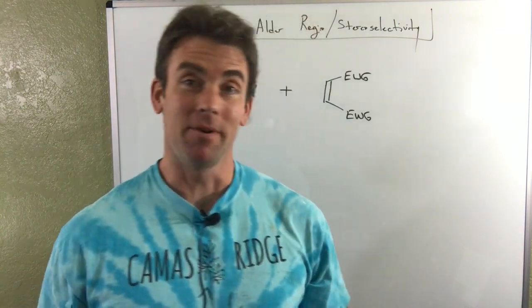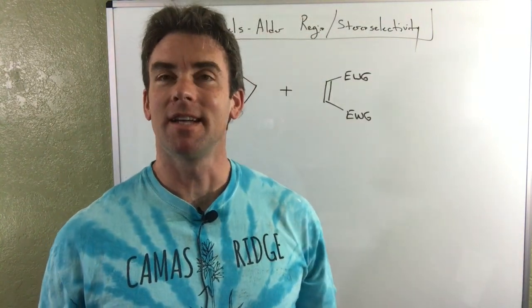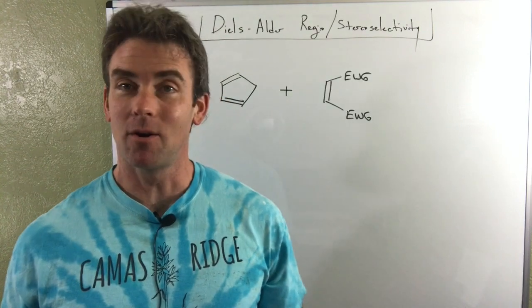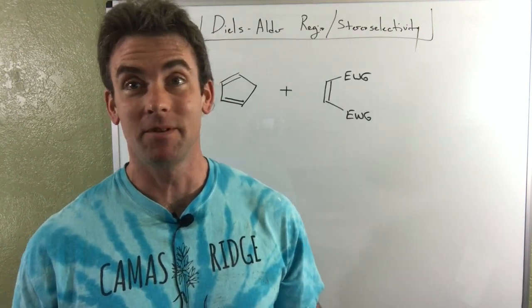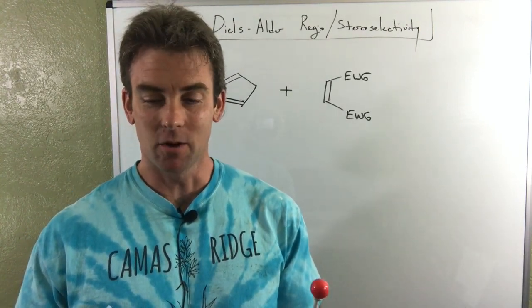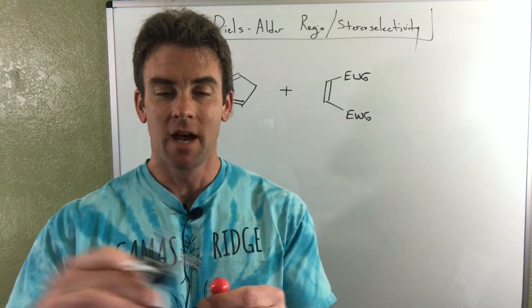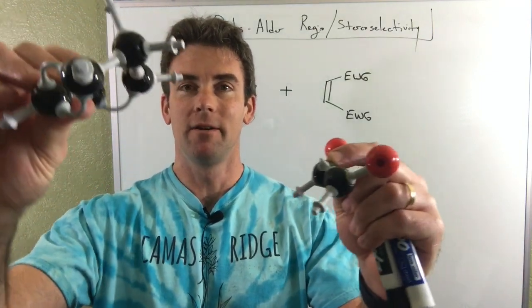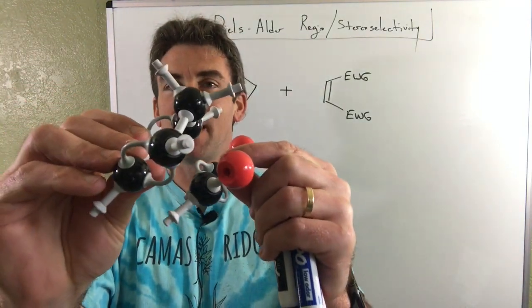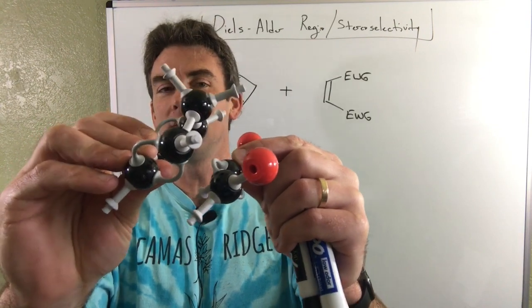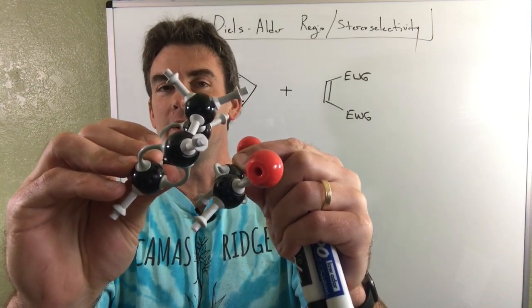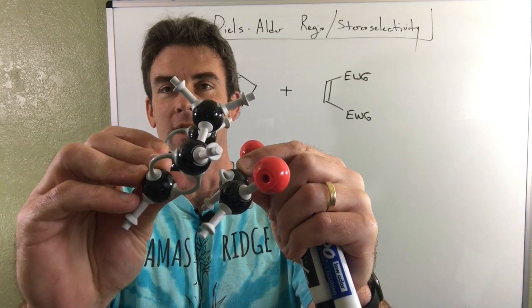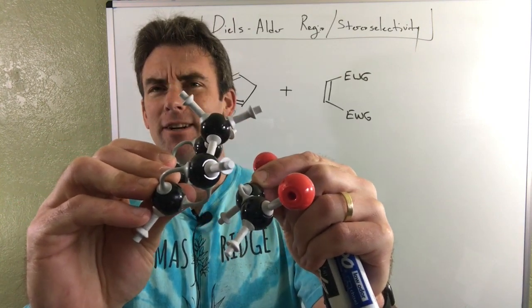What doesn't happen, and I'll draw all this on the board in just a second, is the exo product, at least in these types of reactions. In other words, the product that would have resulted from having our bonds form like this. And maybe I'll even include a screen grab of a little video here, and maybe I'll insert it here, so I'll pause.